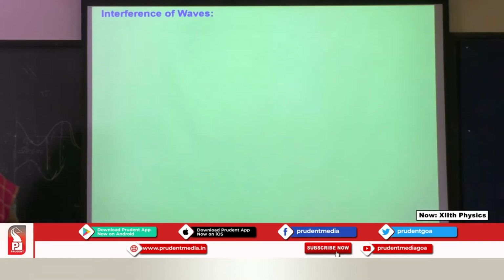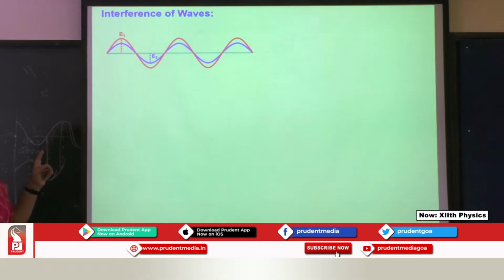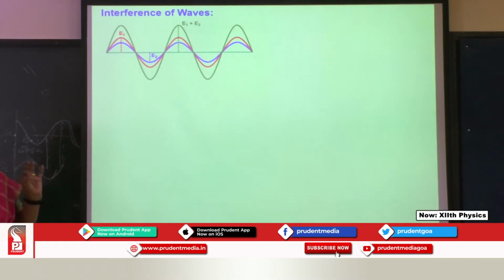Okay. So when you consider the interference, see there is one wave. Now you can see another wave, blue color, the second wave. Now they are interfering. So the green one is the interfered wave. After interference, what is the resultant wave? The green color is the resultant wave. Okay. So the resultant wave is the one which is in green color.